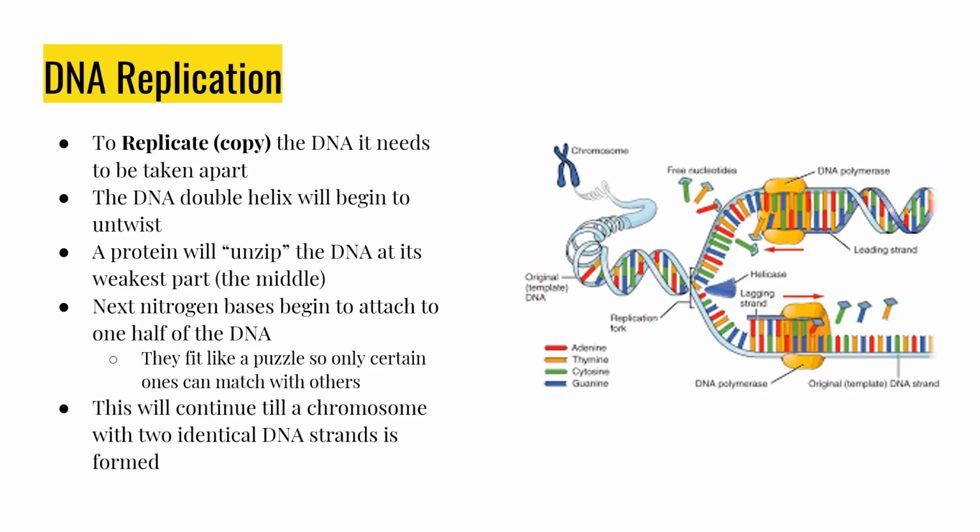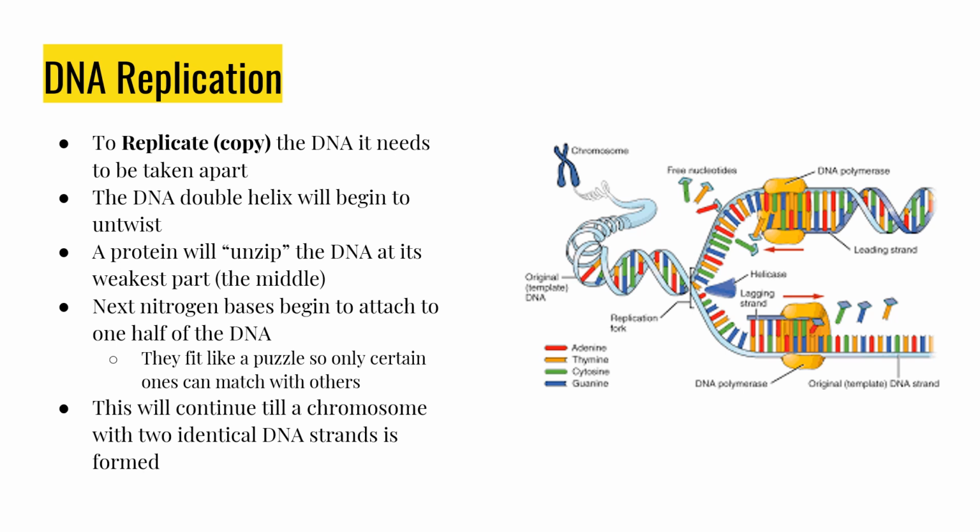So continuing on, DNA replication. So to replicate or copy the DNA, it needs to be taken apart. So the DNA double helix will begin to untwist, and then a protein will unzip the DNA at the weakest part, which is the middle, where those nitrogen bonds are.